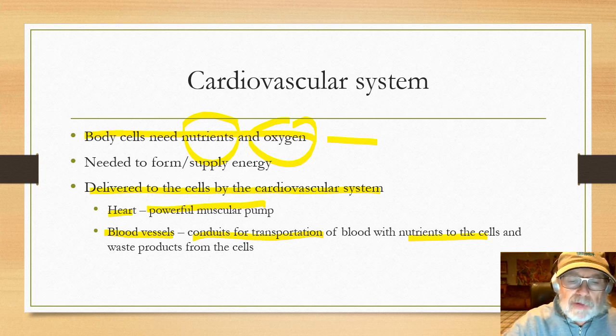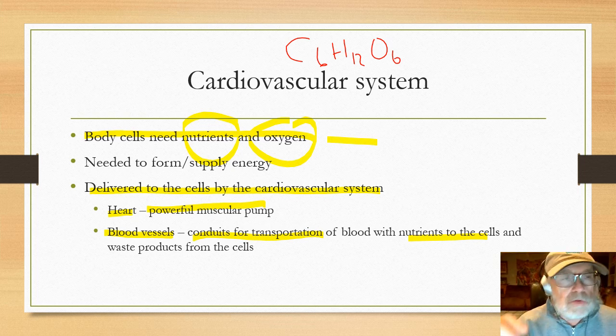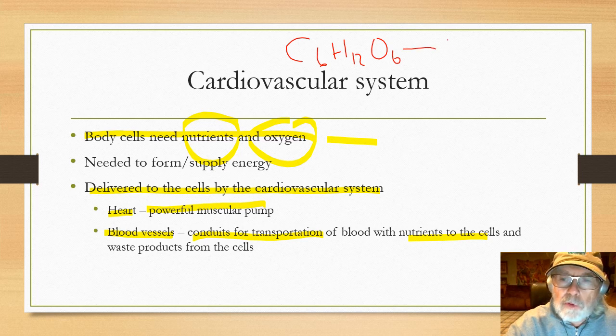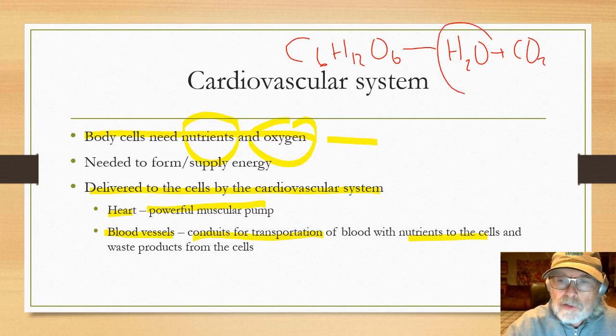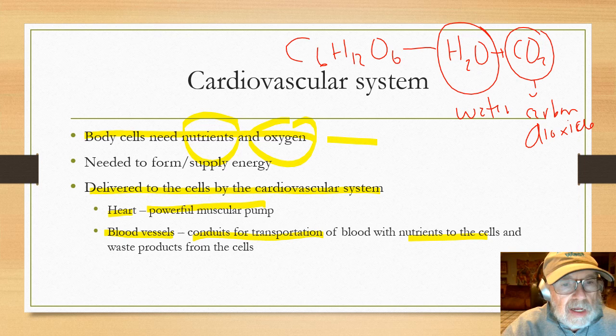If I take a typical nutrient, glucose, C6H12O6, and the cells use this as a fuel, when I efficiently burn it down I end up with H2O and CO2. H2O, water. CO2, carbon dioxide. Carbon dioxide is a waste gas. We can't let that accumulate in the body.